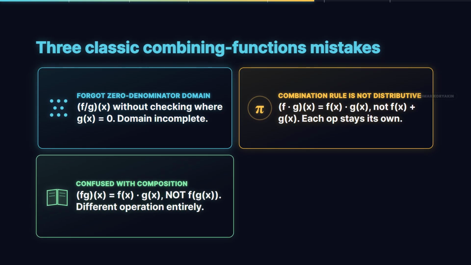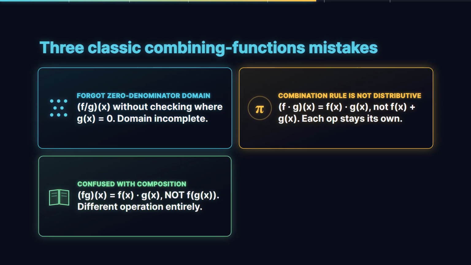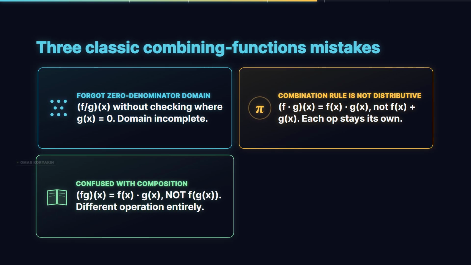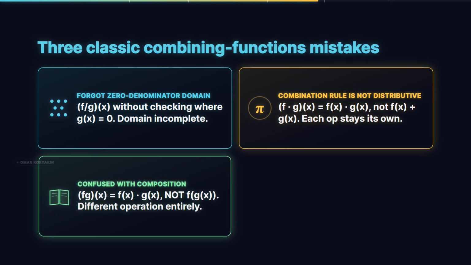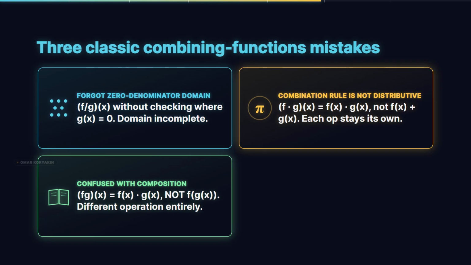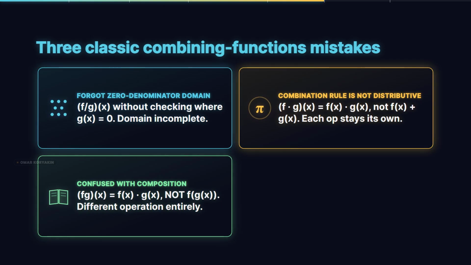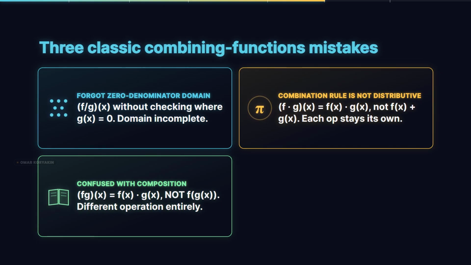The composition uses the small circle notation f circle g of x, while the multiplication uses simple juxtaposition f g of x or explicit times symbol f times g of x. The two operations are completely different and produce different results. The fix is to memorize the notation conventions: small circle for composition, juxtaposition or explicit times for multiplication.